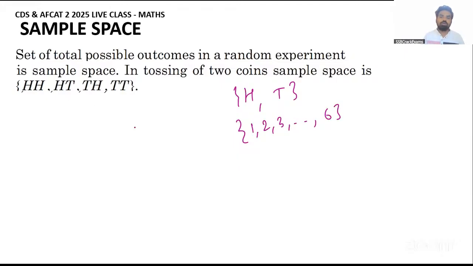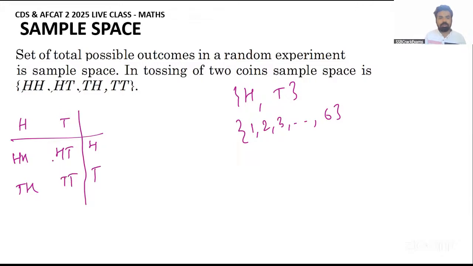Suppose we toss two coins. So in case of two coins, how will we calculate the sample space? Suppose this is head, this is tail. Write head and tail here as well. Okay. So it depends on the number of coins. In the first case, it is HH, then HT, then TH, then TT. So there can be two heads, one head and one tail, and two tails. Okay, so this is the sample space of two coins. Similarly, you can calculate the sample space of two dice. All right.